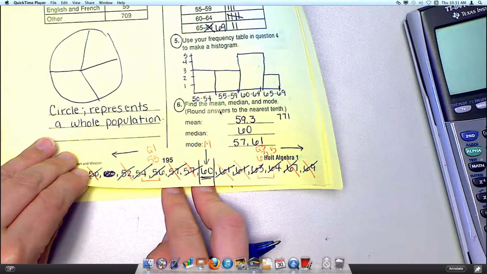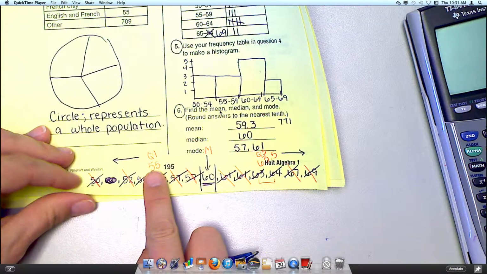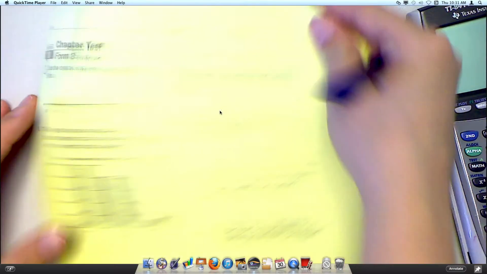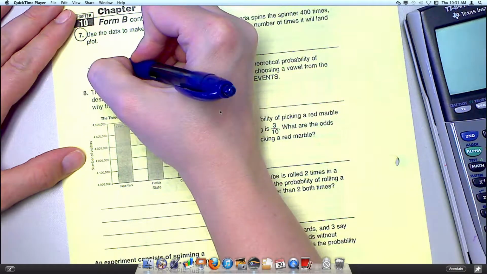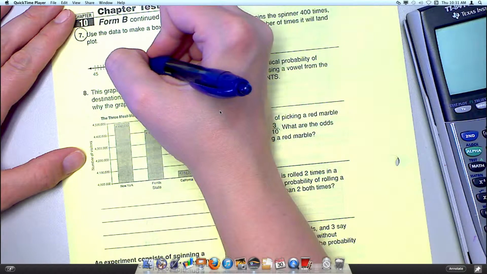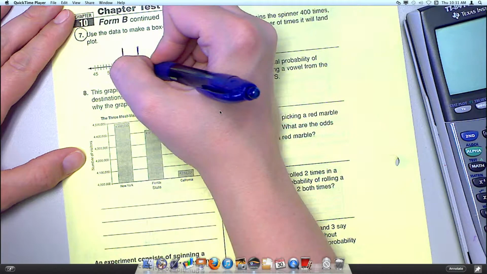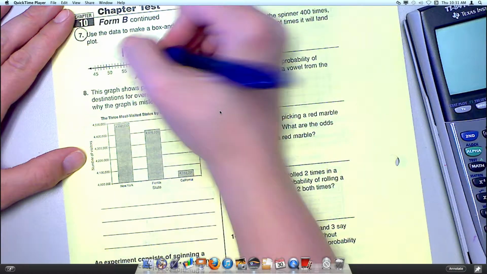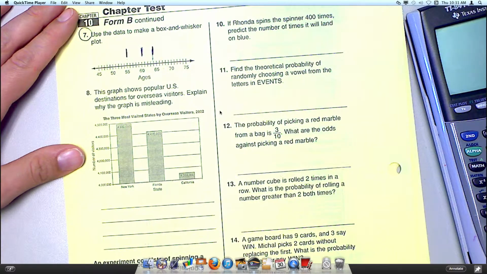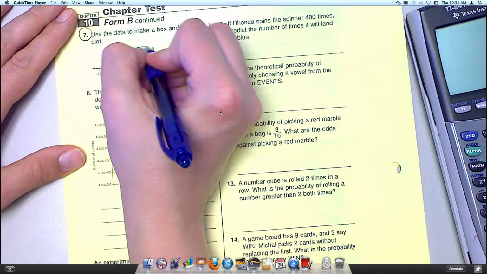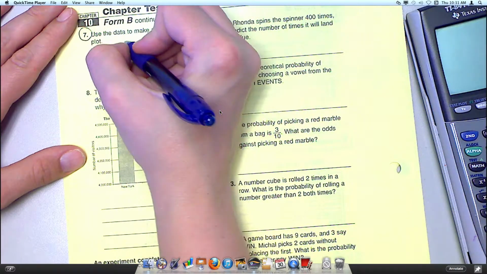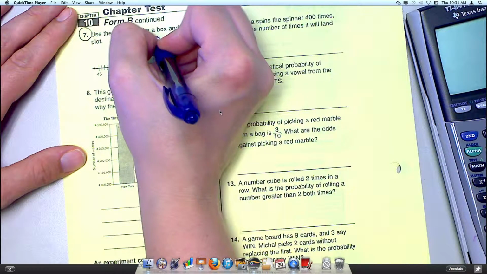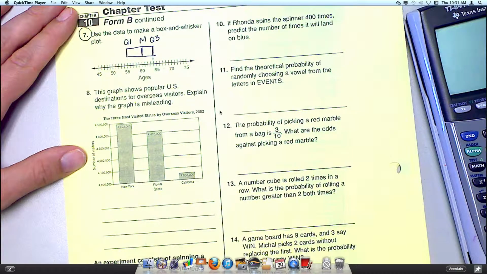Okay? So at 55, 60, and 63.5, I want vertical lines. So 55 gets a vertical line, 60 and 63.5 would be like right here. Okay? Vertical lines on those make my box. That's my Q1, my median, and my Q3. And then I put dots at the highest number and the lowest.